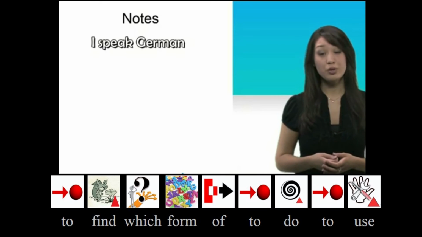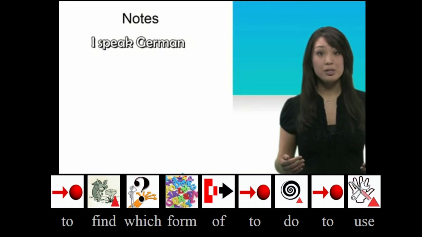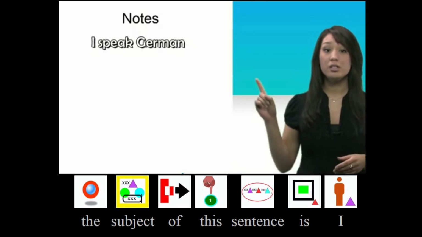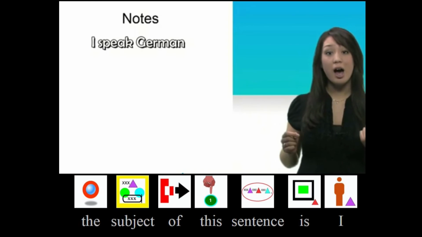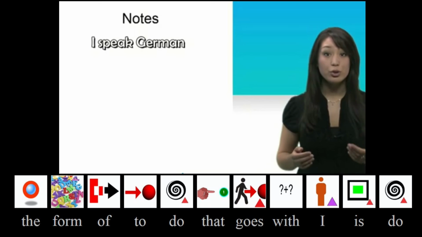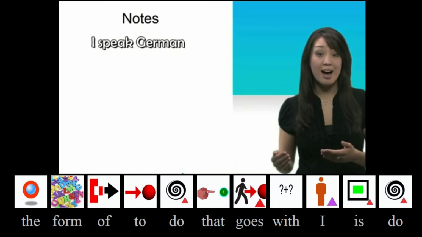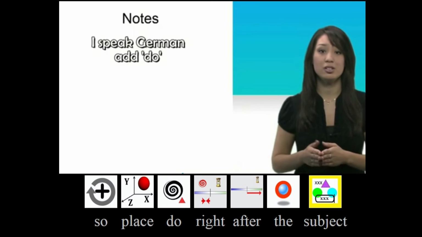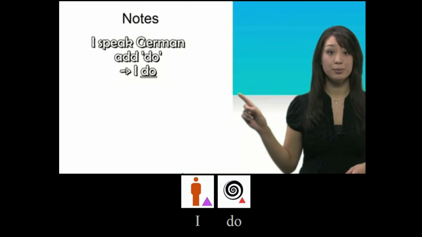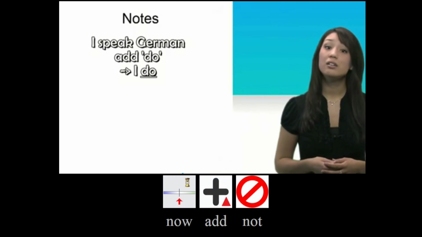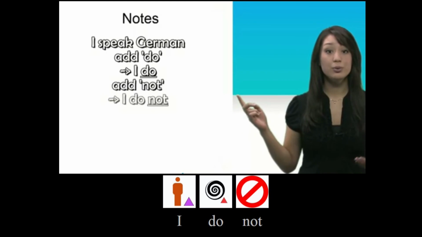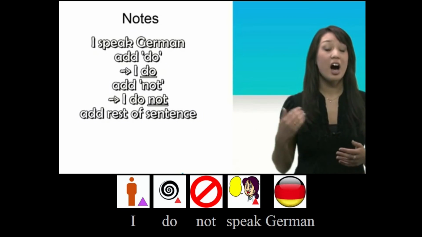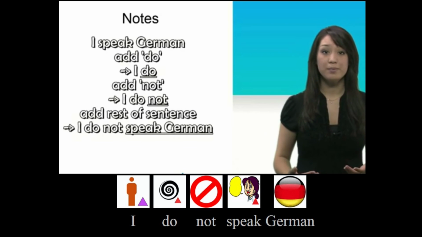To find which form of to do to use, you have to look at the subject of the sentence. The subject of this sentence is I. The form of to do that goes with I is do. So place do right after the subject. I do. Now add not. I do not. Then add the rest of the sentence. I do not speak German.